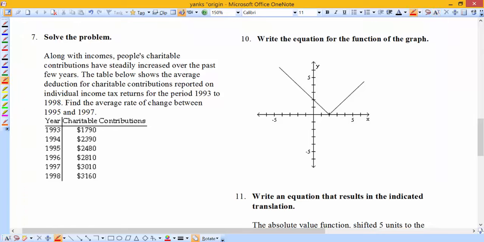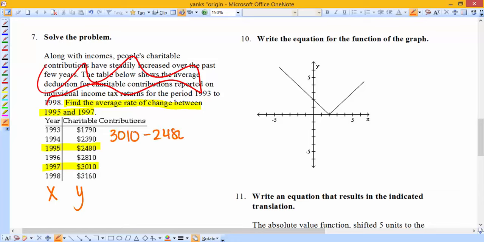So here you have a table, and you guys had questions like this in your homework, and it gives you all of this unnecessary information till I get to find the average rate of change between 1995 and 1997. Here's 95, here's 97. Average rate of change is slope. So these are my x's, these are my y's. So 3010 minus 2480 all over 1997 minus 1995.